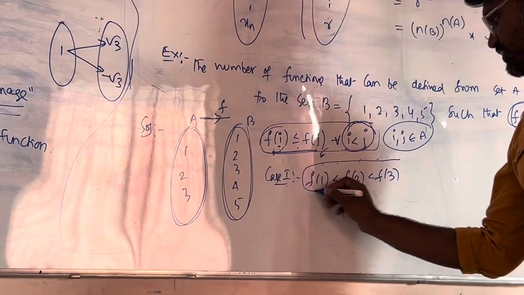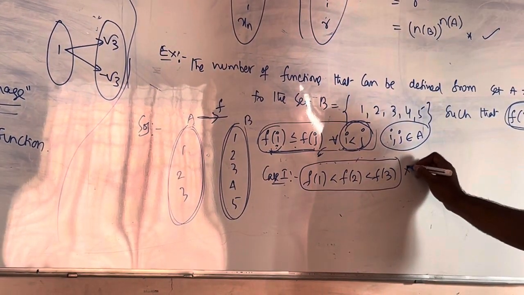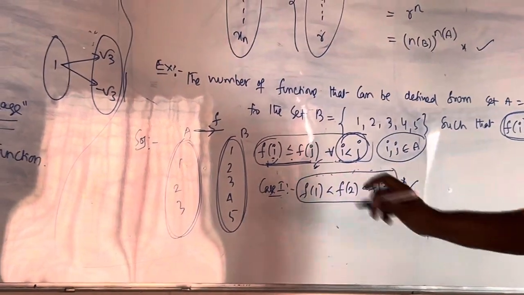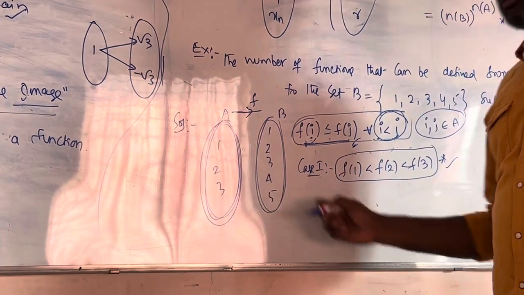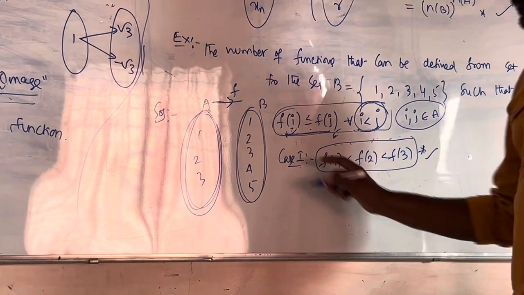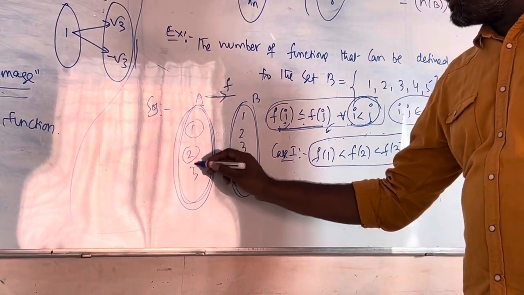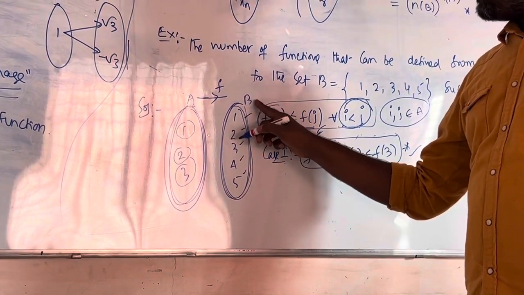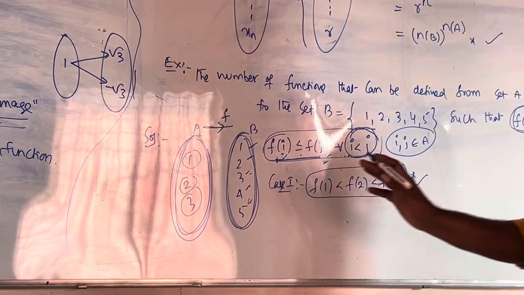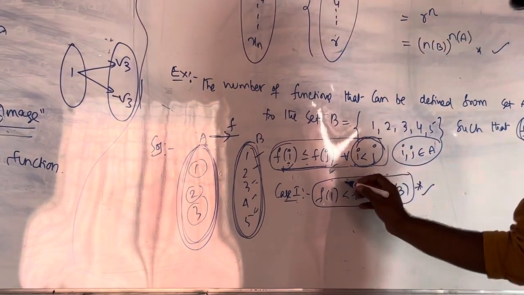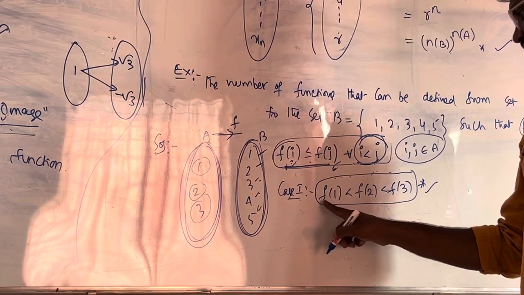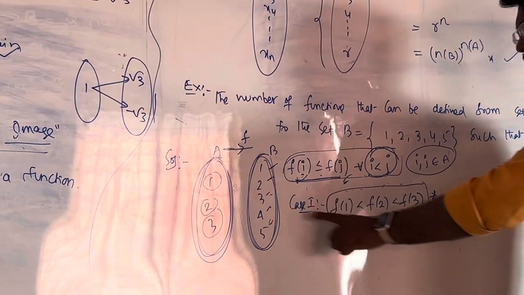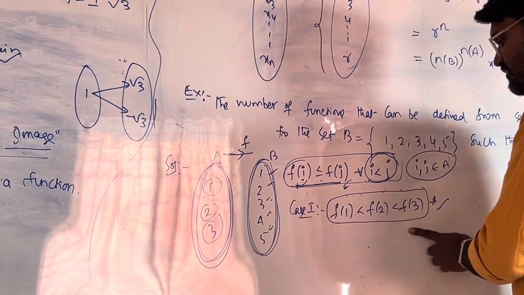Now we need to determine how many functions are possible which satisfy this inequality. If you observe carefully, what is the definition? Every element in set A has a unique image. So in this problem, we need to select the images for 1, 2 and 3 from the set B. And set B has how many elements? There are 5 elements in set B. Now, if you take this as the case, f(1) less than f(2) less than f(3), the images for 1, 2, 3 are in ascending order.